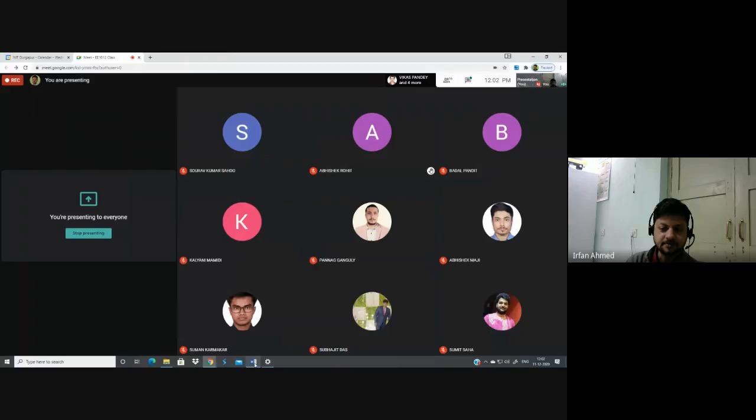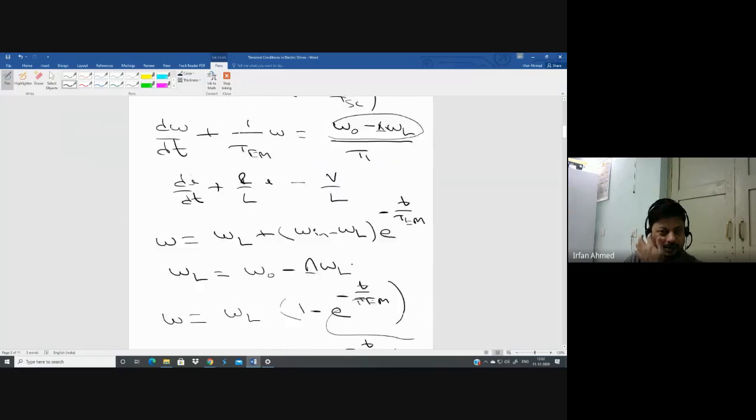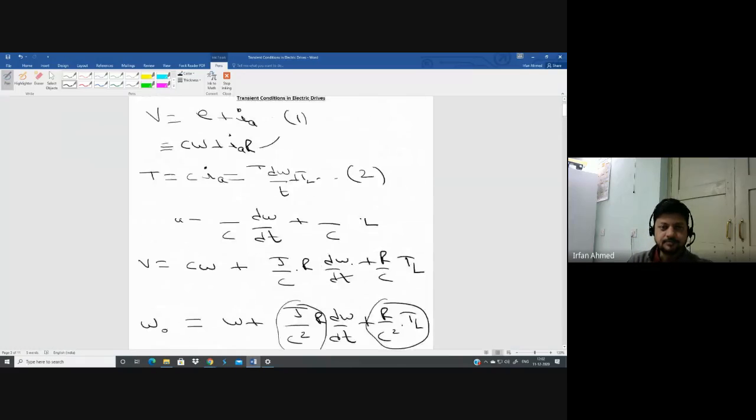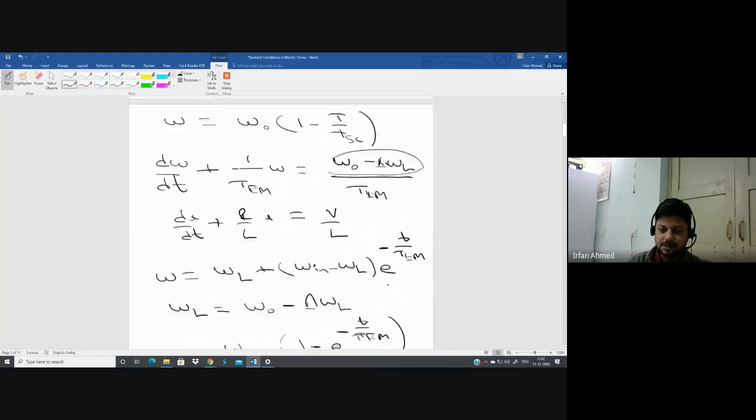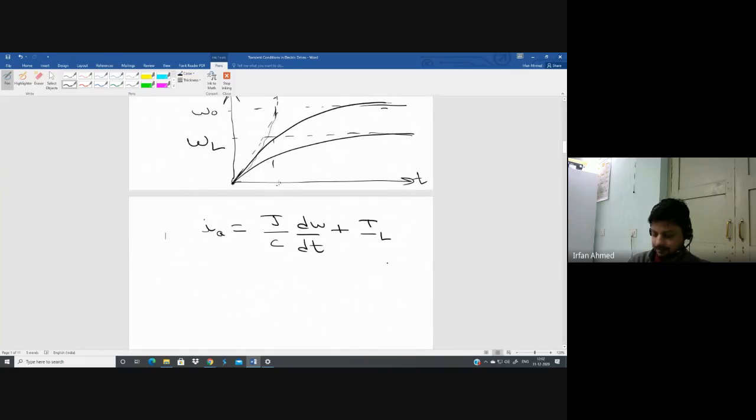Okay, so this equation has come from here. IA is equal to J by C d omega by dt plus 1 by C into TL. And TL is equal to C into IA. Or current will be equal to TL by C. So this TL by C is your load current IL. IL is equal to TL by C, that is the load current.